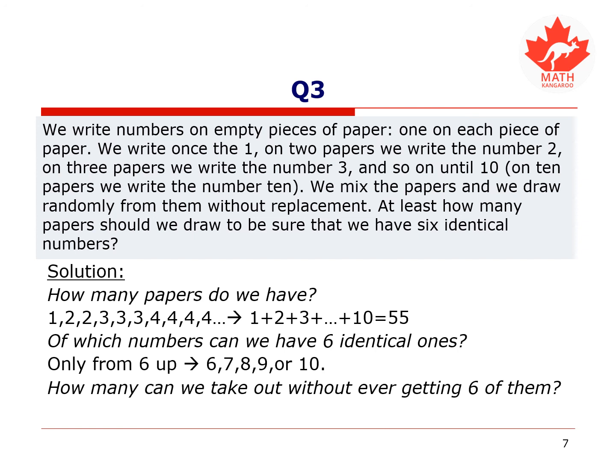After that, after they've done that, now they have some hope, right, of having 6 identical ones. Only from 6, 7, 8, 9, or 10. So how many papers have they taken out by this point? 1 plus 2 plus 3 plus 4 plus 5, 15 pieces of paper.